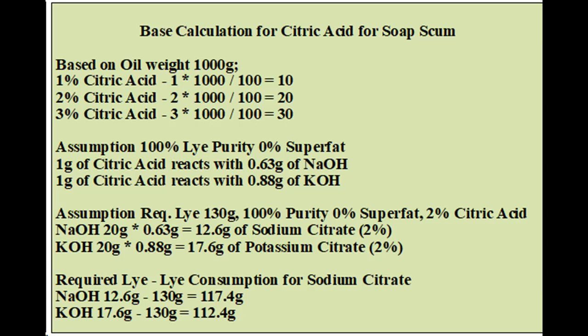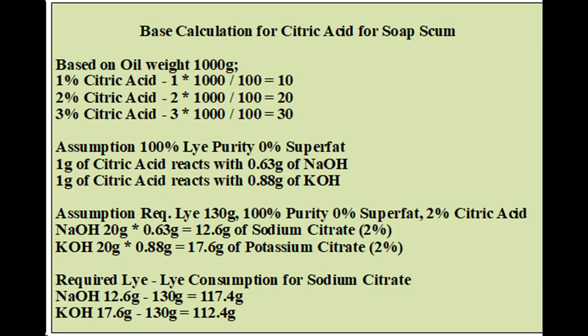So if we go further down, for the sodium hydroxide portion, we know 20 grams from our oil amount times 0.63 grams equals 12.6 grams of sodium citrate, because the reaction that happens creates 12.6 grams. And it's the same for potassium hydroxide. When we do 20 grams times 0.88, we end up with 17.6 grams of potassium citrate.